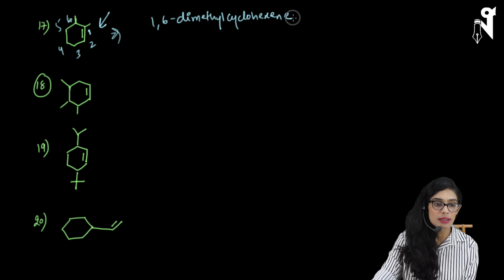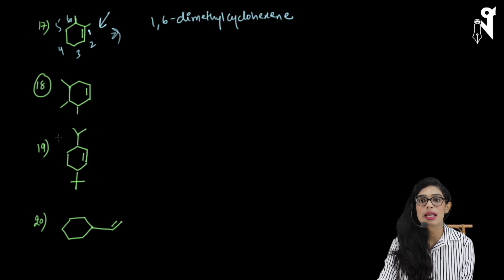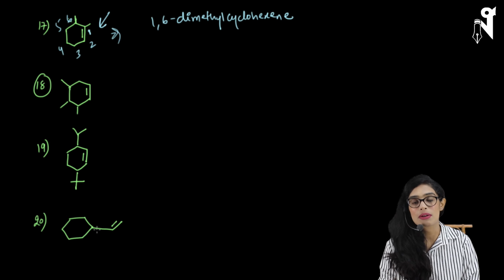Now let's talk about the next compound. Basically, you try these compounds on your own and then I will discuss the names. There are 3 compounds written over here. Pause the video, try out these compounds, and then we will see what the names of these compounds are.